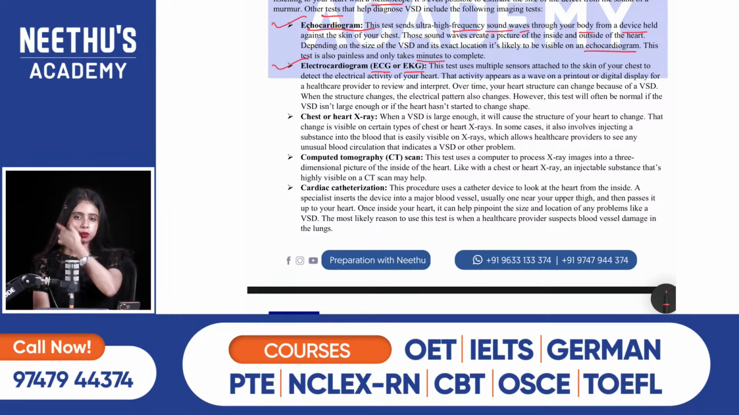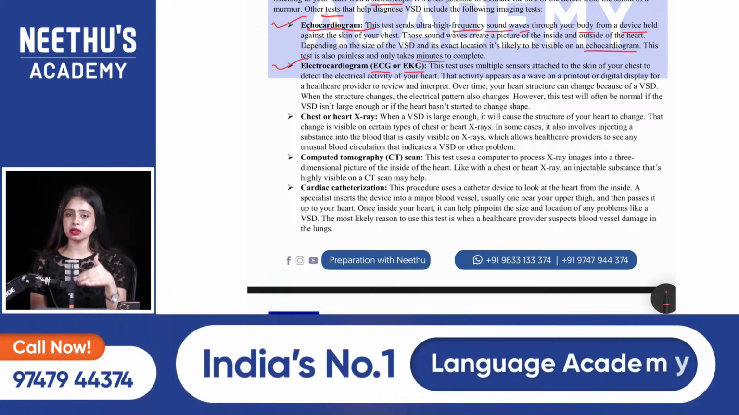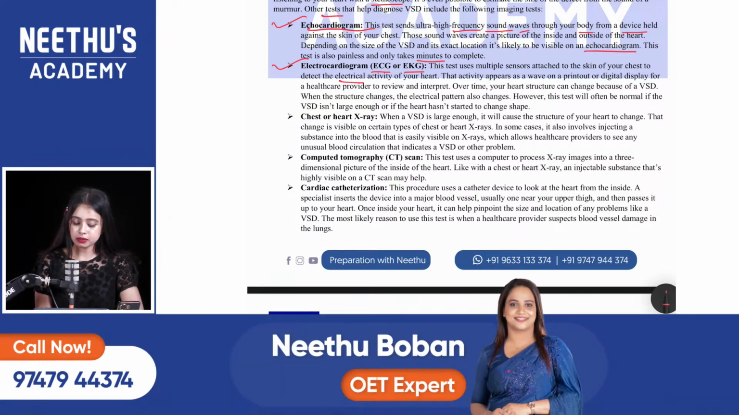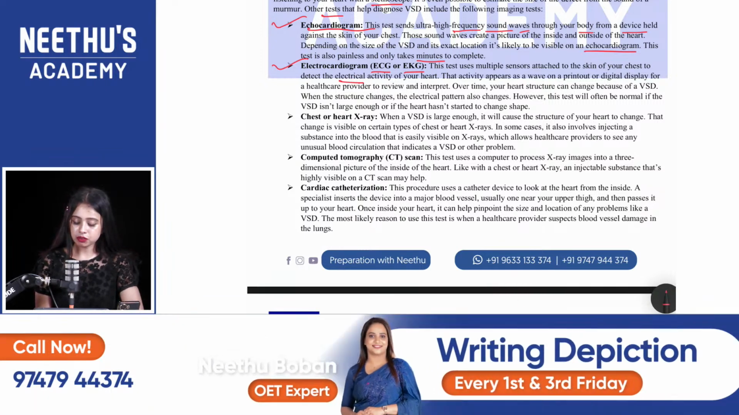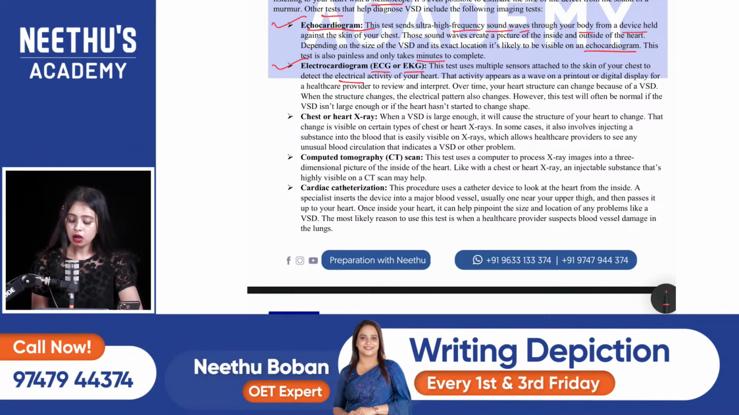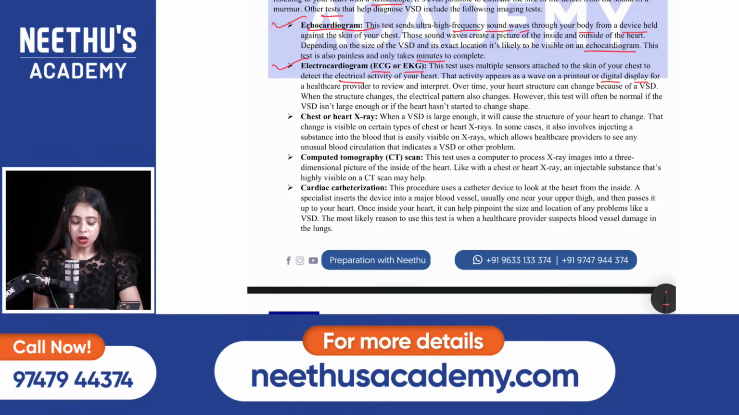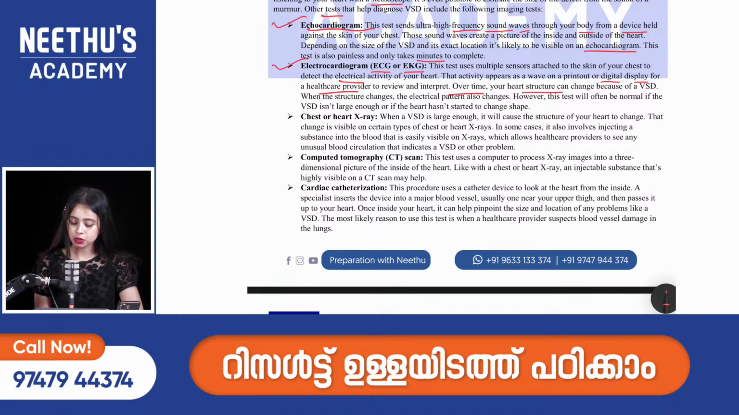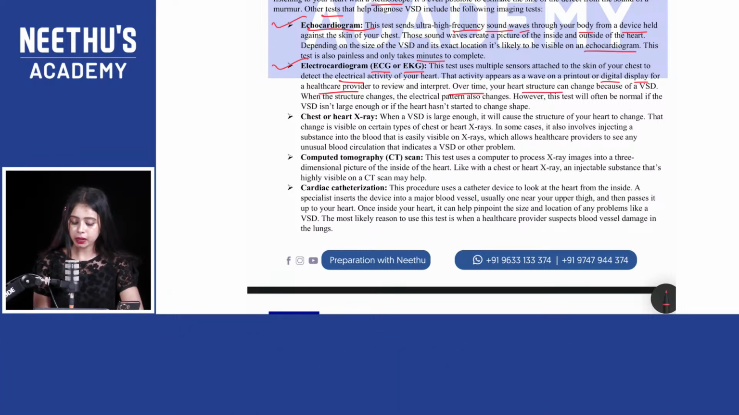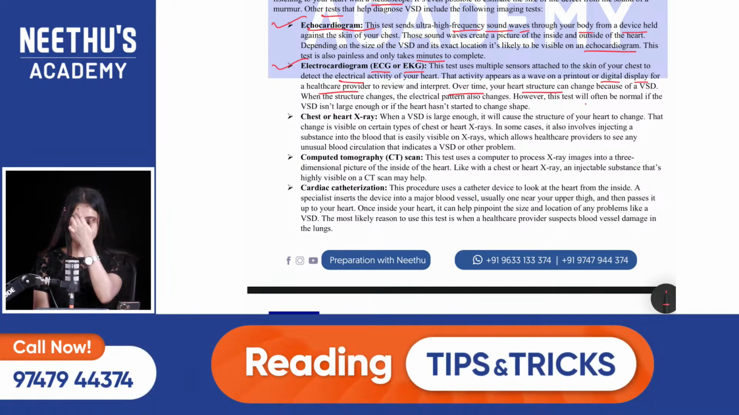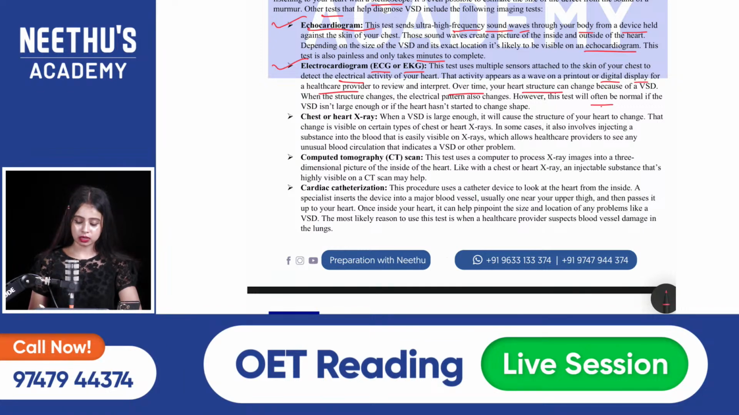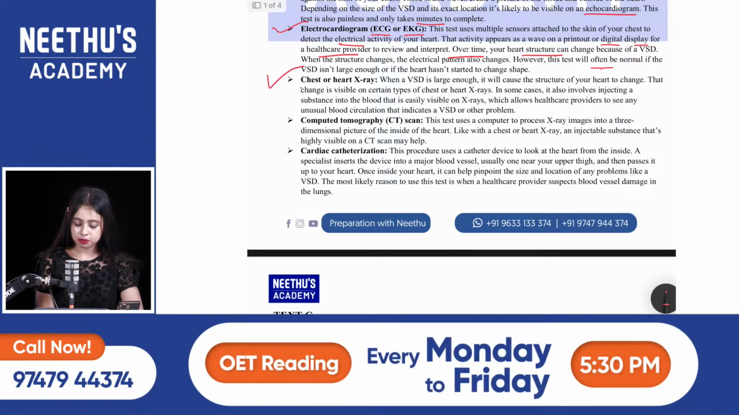Then electrocardiogram, second one, ECG or EKG. So if any questions are related to this, you can write ECG or you can write EKG because the abbreviation is directly mentioned here. This test uses multiple sensors attached to the skin of your chest to detect the electrical activity of your heart. The activity appears as a wave on a printout or a digital display for a healthcare provider to review and interpret. Over time, your heart structure can change because of VSD. When the structure changes, the electrical pattern also changes. However, this test will often be normal if the VSD is not large enough or if the heart has not started to change shape.